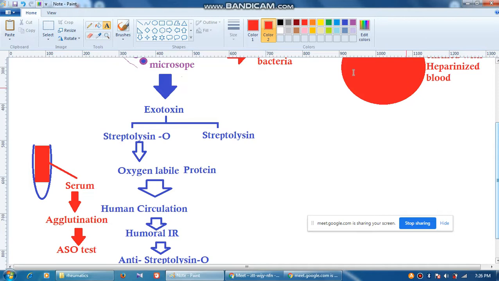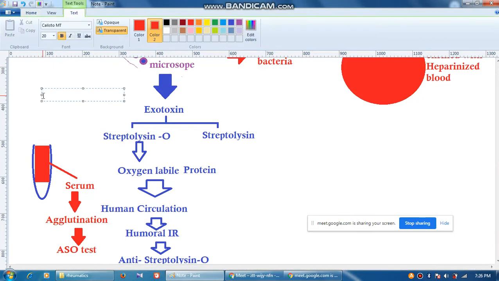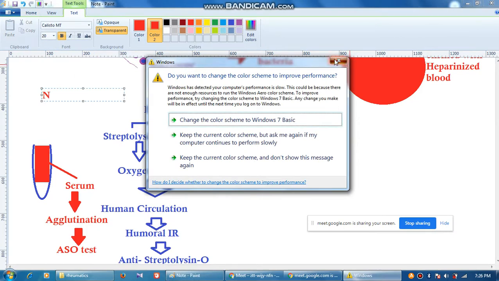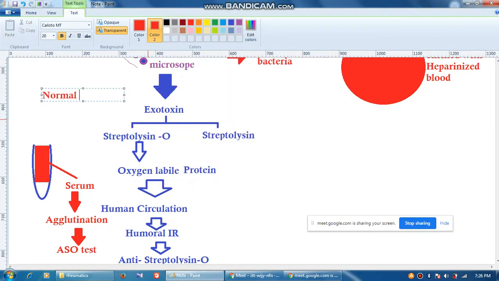Okay, that also I should write. So the normal serum concentration of ASO is less than or equal to 200 Todd units. You remember, Todd units, not international units, it will be Todd units.